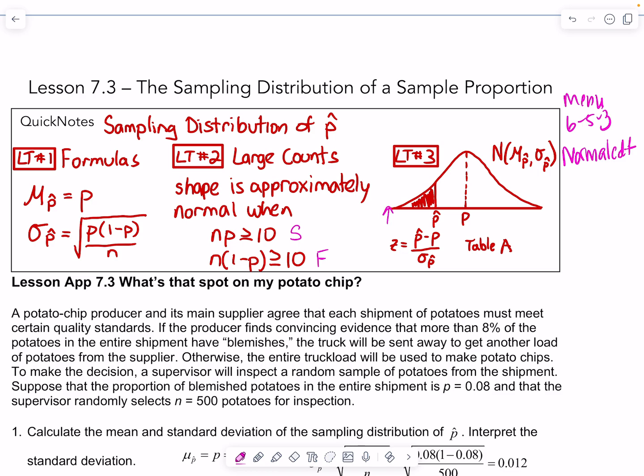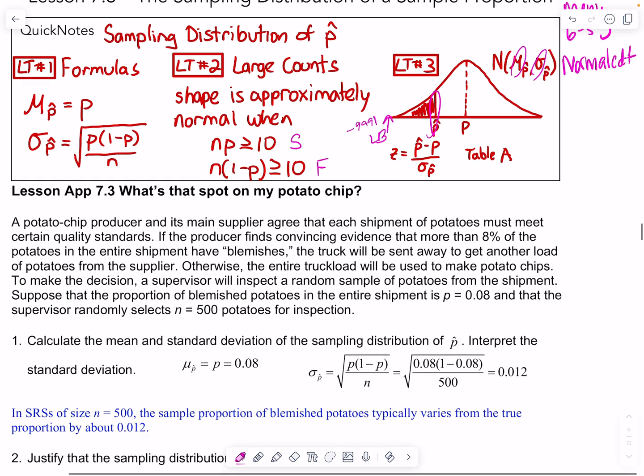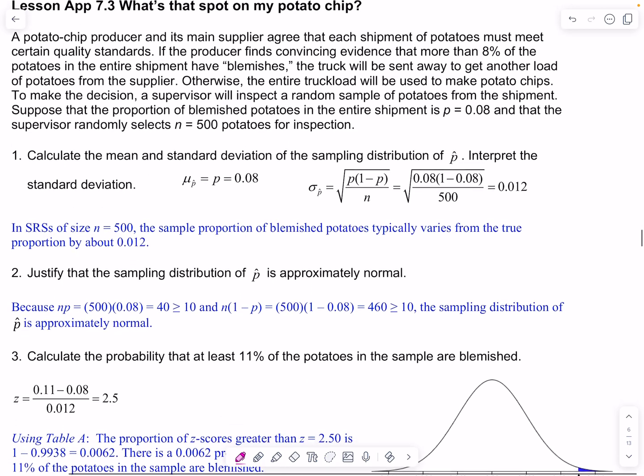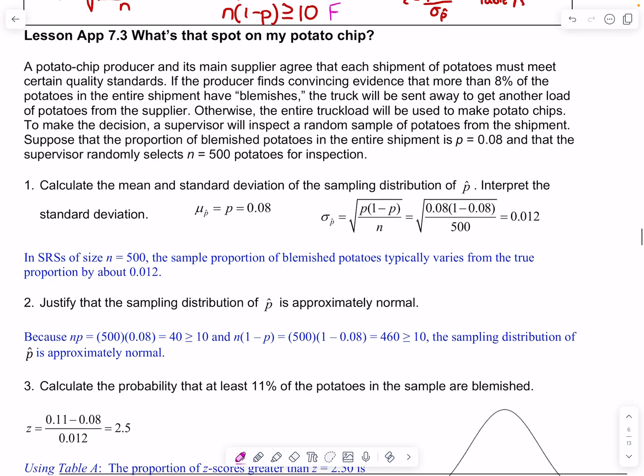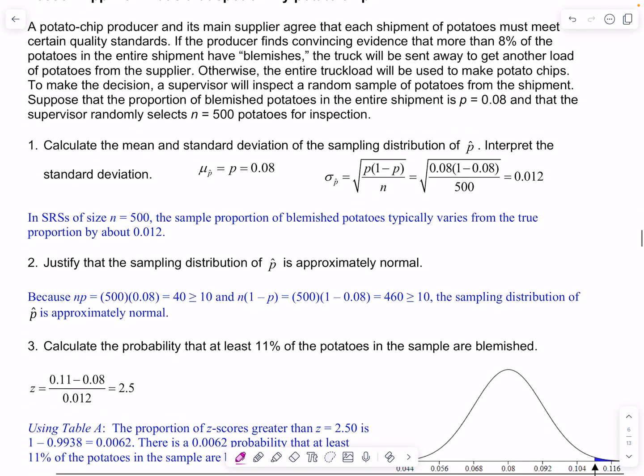My lower bound is going to be the leftmost shaded area. If the lower bound is off the chart on the left side, then we just put something like negative 9999. The upper bound is right here where the shading stops, and the mean and the standard deviation are given to you here. Okay, so for the potato chip problem, go ahead and make sure you do these, and the explanation is as follows.